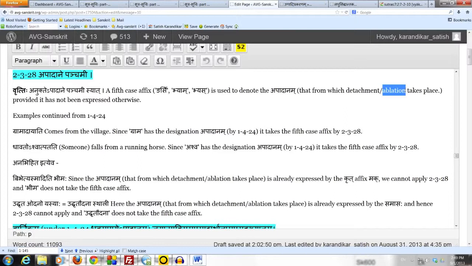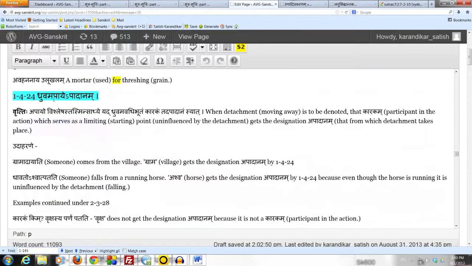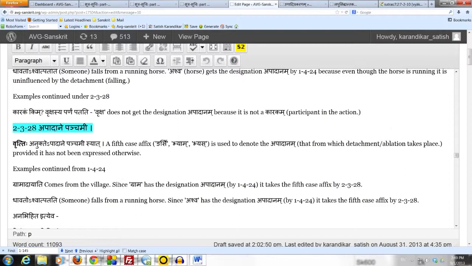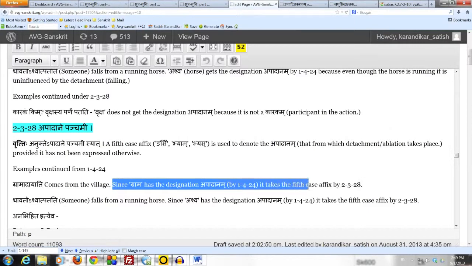We are continuing examples which we started when we studied 1.4.24, Dhruvamapaye Padanam. That time we studied the example Gramadayati. We saw how Grama, village, gets designation Apadanam. And now this Sutram 2.3.28 says that a fifth case affix is used to denote the Apadanam. So we attach the fifth case affix, in this case the singular affix Nyasi, following Grama to get the form Gramat. Of course we are not deriving the forms here. We have done that many times before.